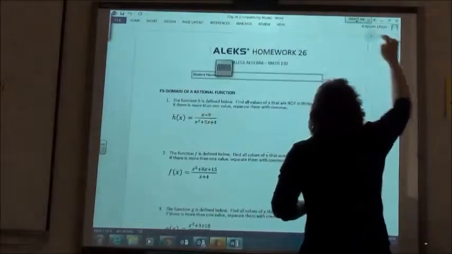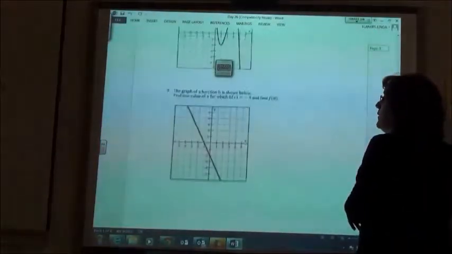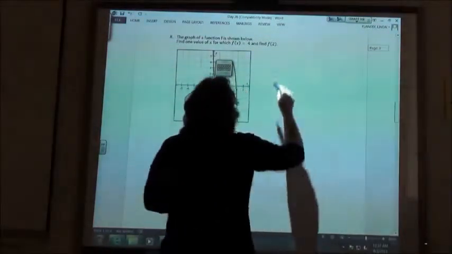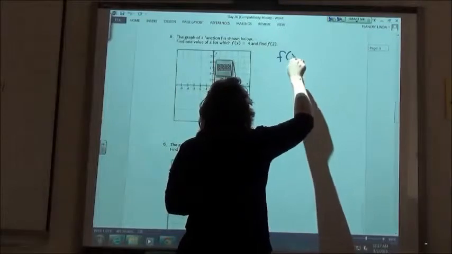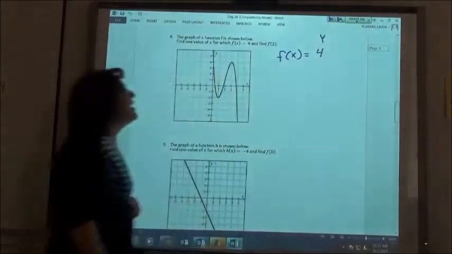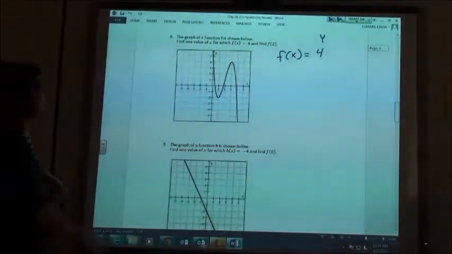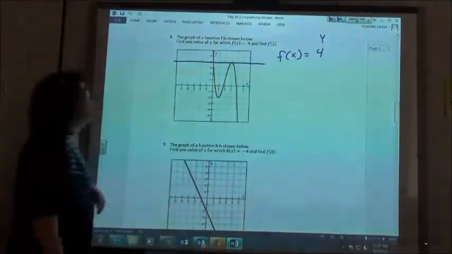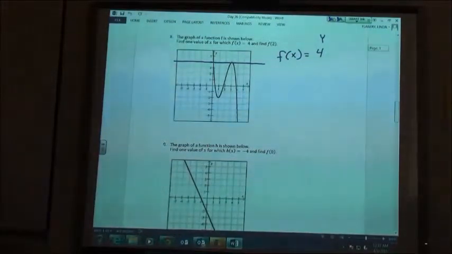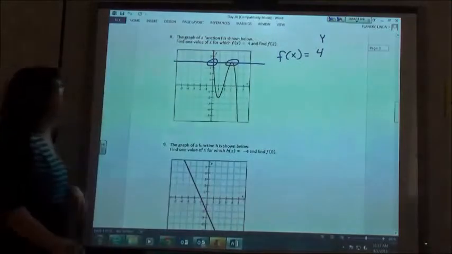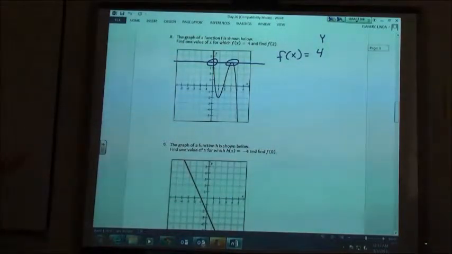Let's look at the next one here. Number 8 starts off with we want to find an x value for which f of x equals 4. That means the y value is equal to 4. If my y value is equal to 4, I'm thinking about my horizontal line that touches 4. I actually have two different answers. I could use this one or I could use this one. It really doesn't matter which one you use.